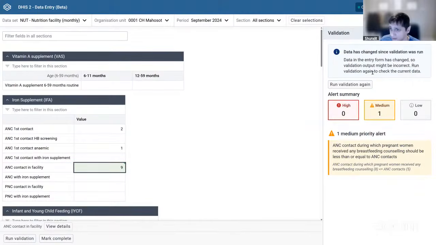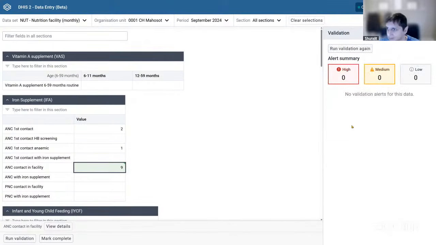You'll see here, there's a prompt here. So note this, it keeps kind of a live summary. You could run it again. In this case, it's now fixed. And that's how this works in the new app.